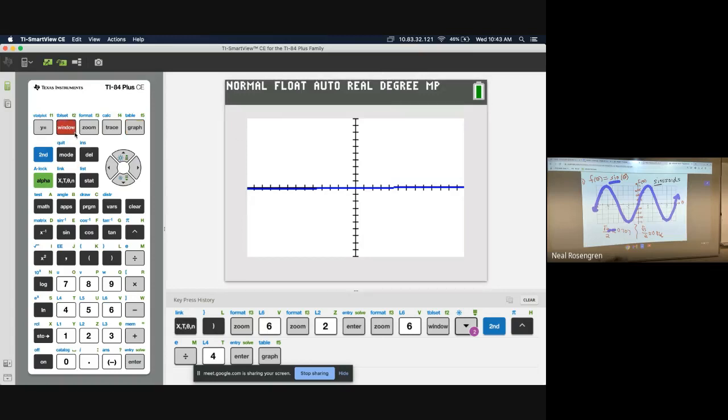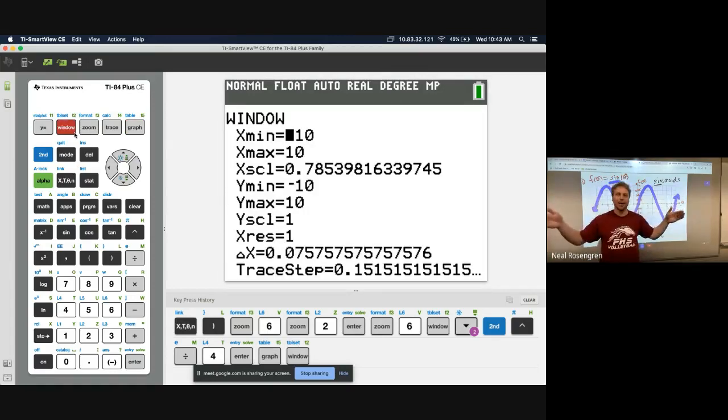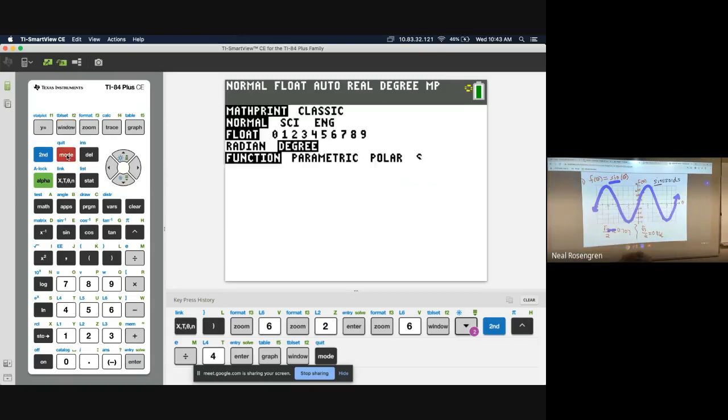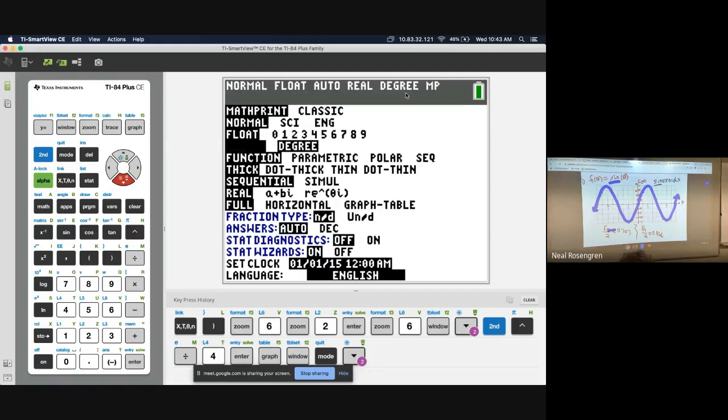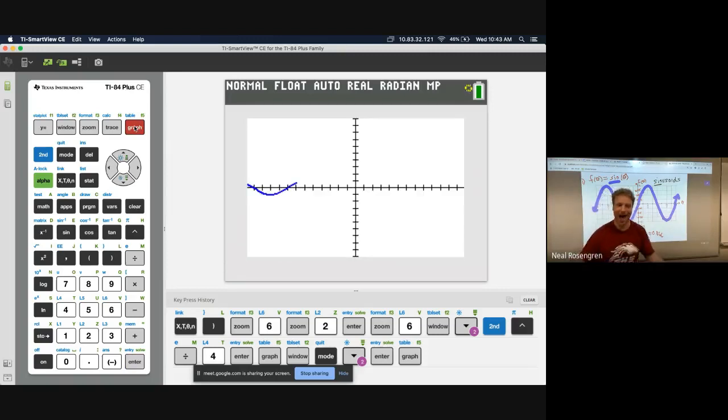Look at what our window is, -10 to 10. That's -10 degrees to 10 degrees. We're in this tiny little space like right here. We've got to be in radians if we want this thing to make a whole lot more sense. So that's mode. My mode, and you can see it here, was in degrees. I've got to go to radians, press enter. Now I'm in radians. Now let's graph it.